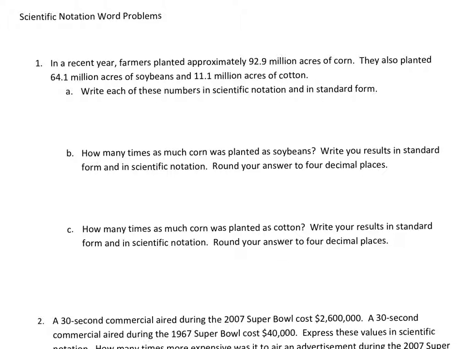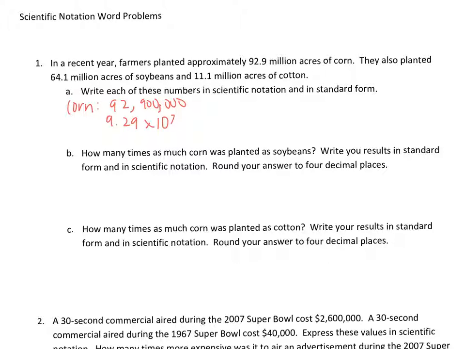Let's take a look first at writing corn in scientific notation and standard form. So if I look at the first one, corn, I know that that's 92.9 million acres of corn. So if I write that out in standard form, that's 92,900,000. That's standard form. Scientific notation then would be 9.29, and I have to make sure I move my decimal over the right amount of times. So 1, 2, 3, 4, 5, 6, 7. So it's 9.29 times 10 to the 7th.